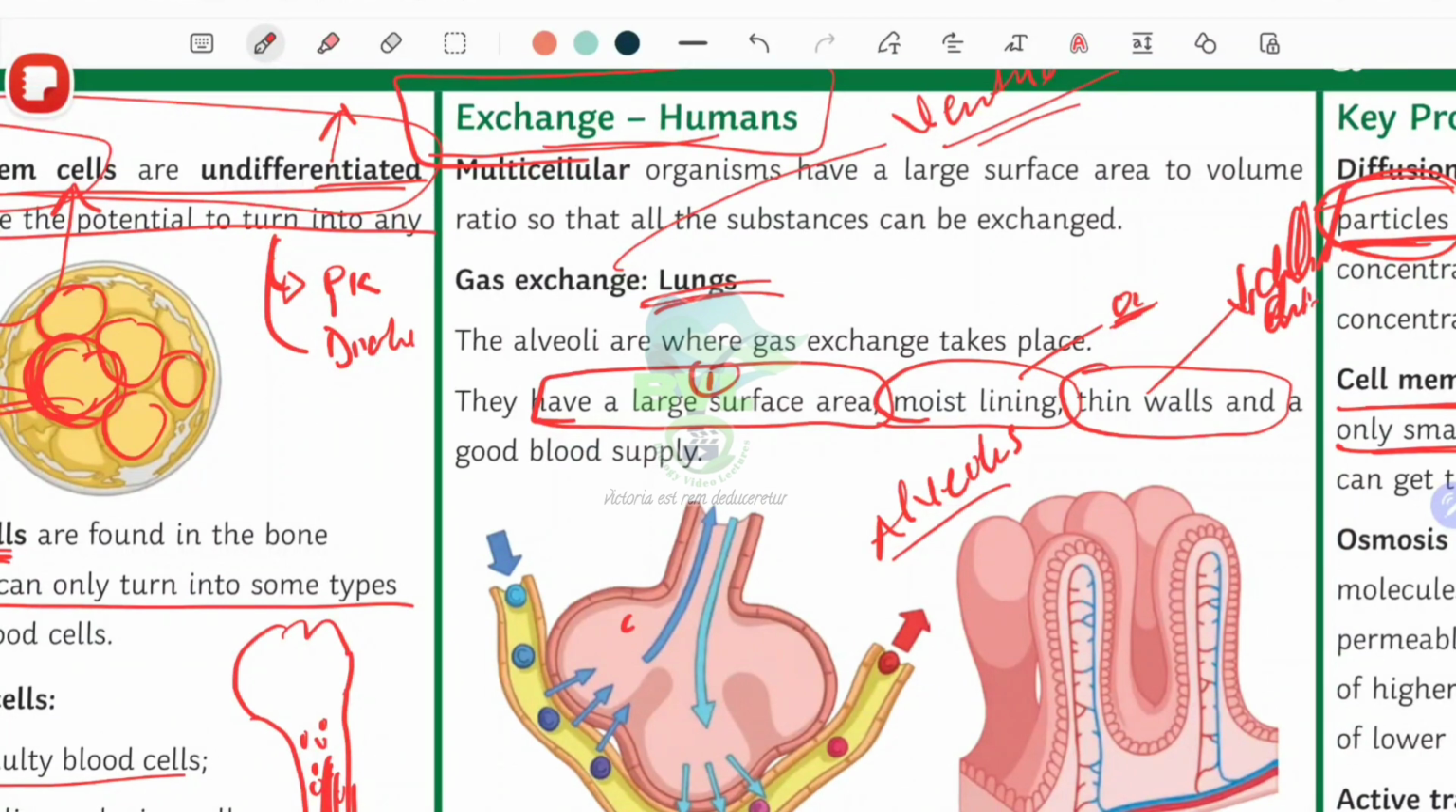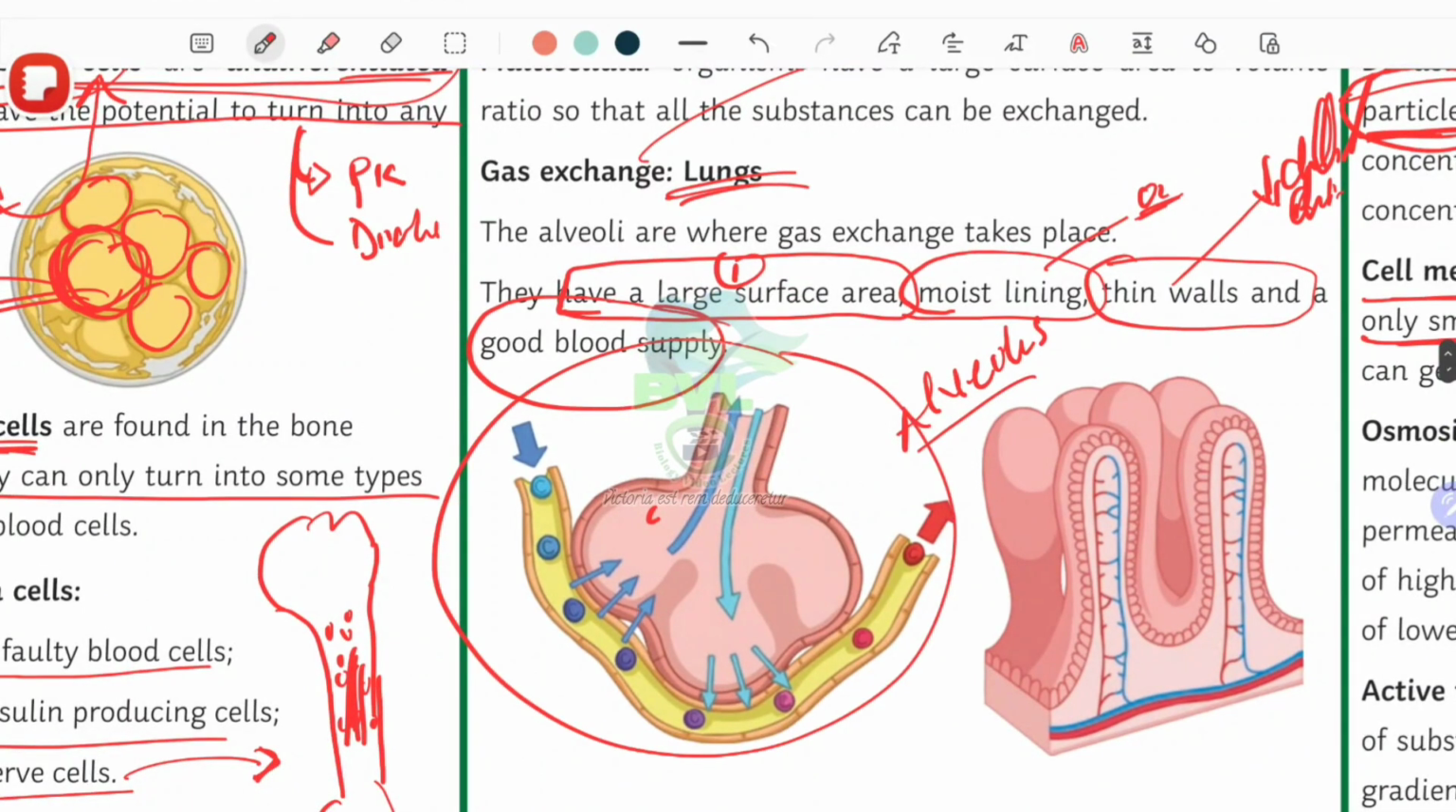Please don't forget these things. Even though I didn't write them very well, please just take note of what I'm saying verbally. Then it has a good blood supply, which helps to maintain concentration gradient. So if you ask what is the adaptation of the alveolus that makes it do what it does, these are the basic adaptations.